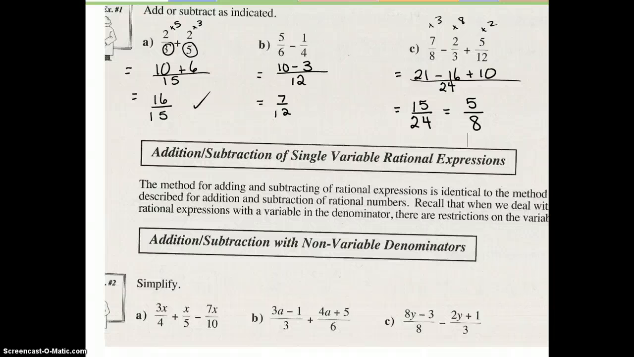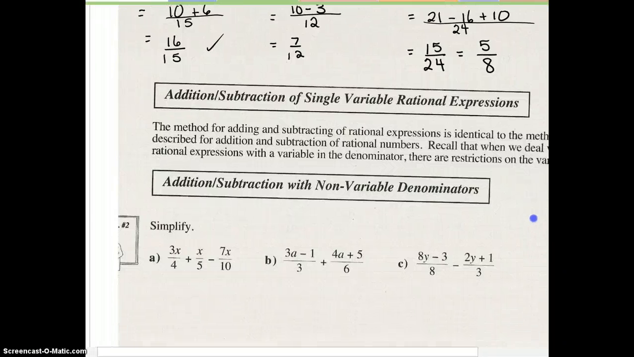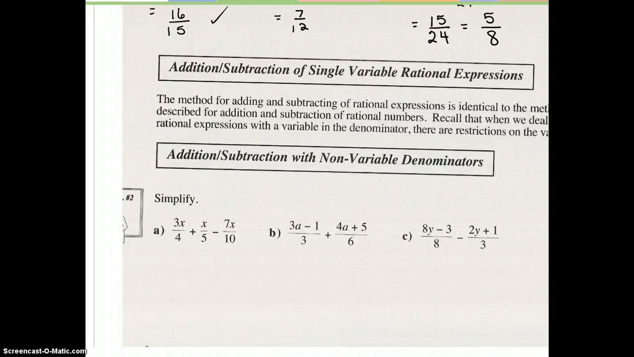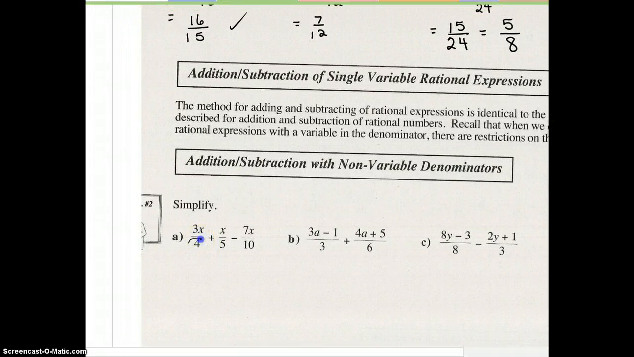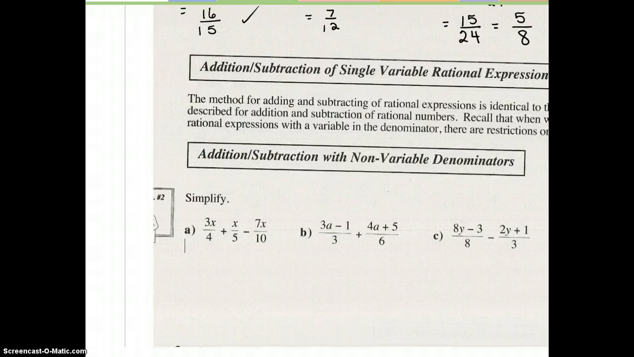What we're going to do now is follow the same identical method, but we are going to use a non-variable denominator, meaning whole numbers on the bottom, but we're going to have some x's on the top. But the process is exactly the same. So if you have a look at the first question here in example number 2a, 4, 5, 10, the lowest common denominator would be 20. I'm going to throw that on the bottom.